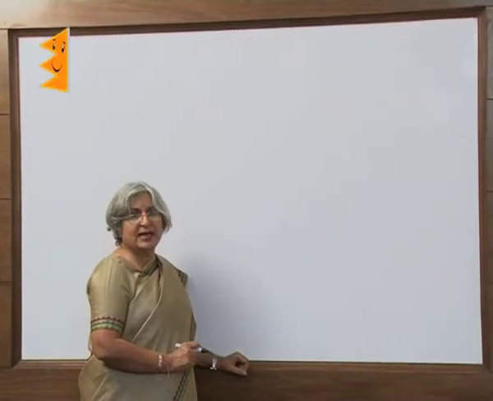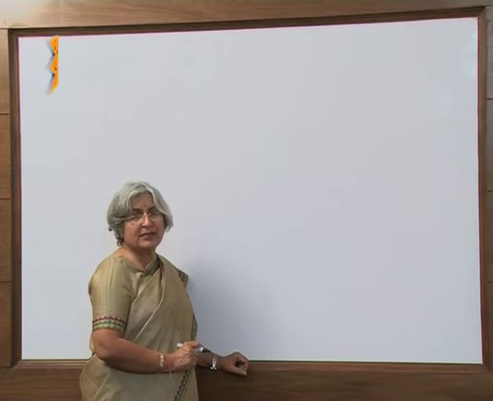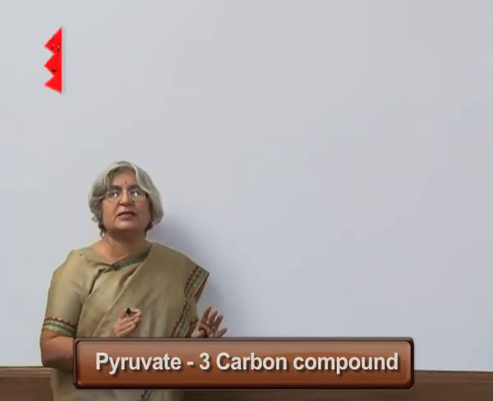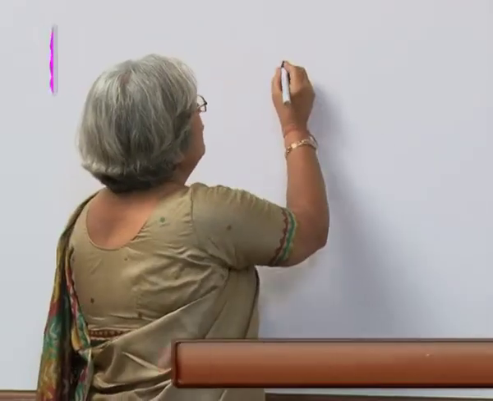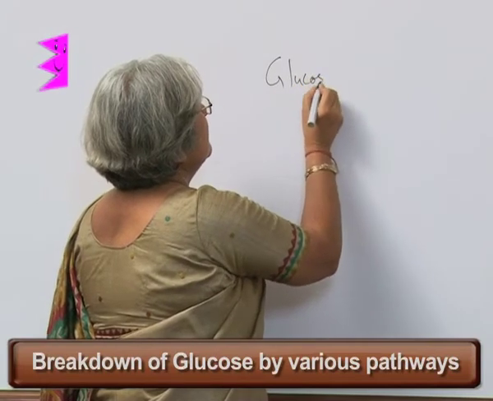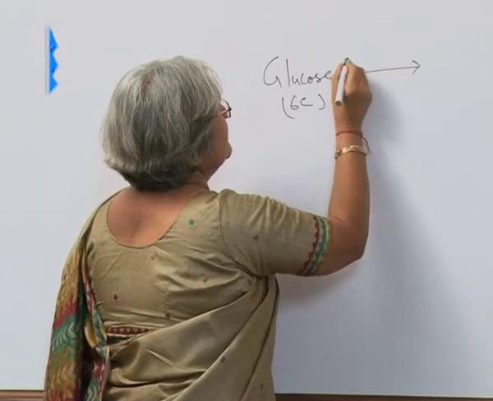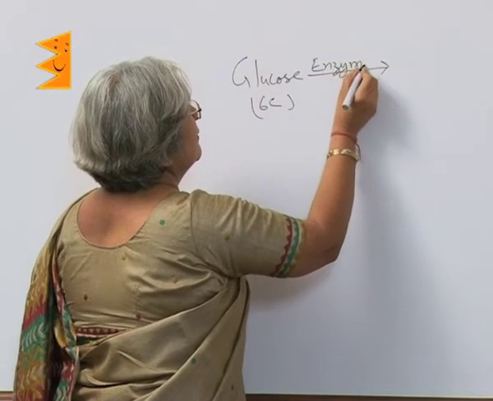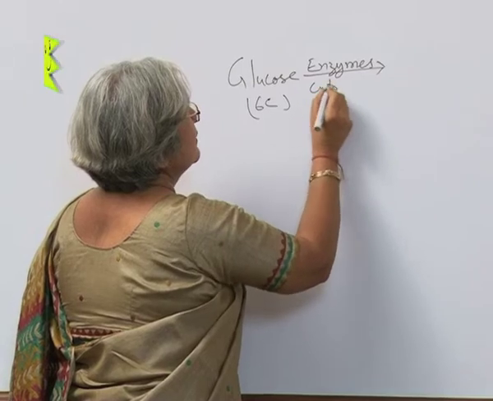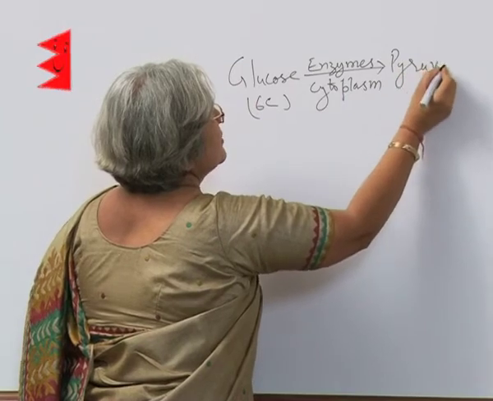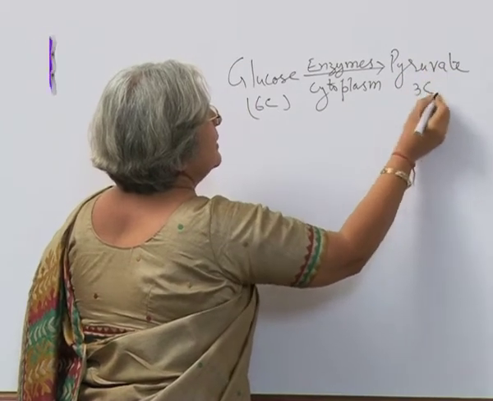With the help of enzymes, the glucose breaks down into pyruvate, a 3-carbon compound. Now, this process is common to all living beings and it takes place in the cytoplasm of the cell. So, glucose, which is a 6-carbon compound, with the help of enzymes in the cytoplasm changes into pyruvate, a 3-carbon compound.